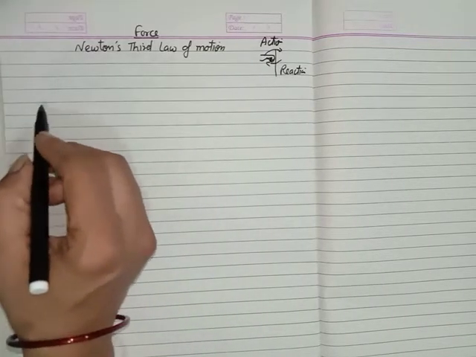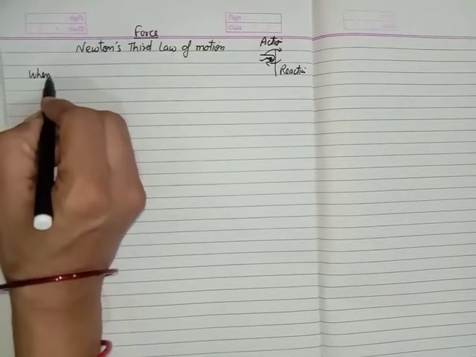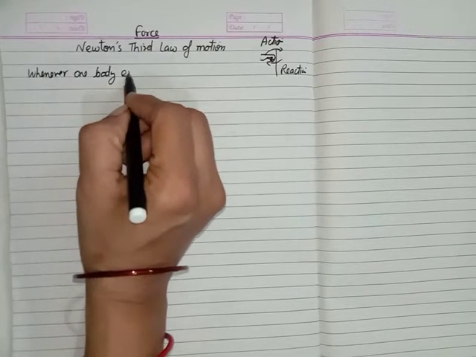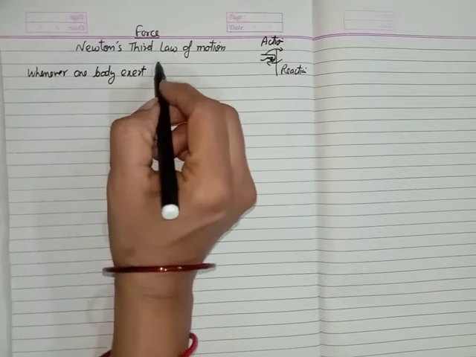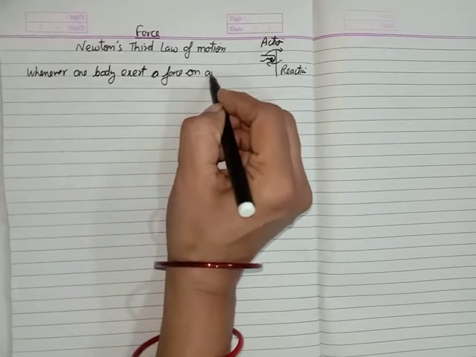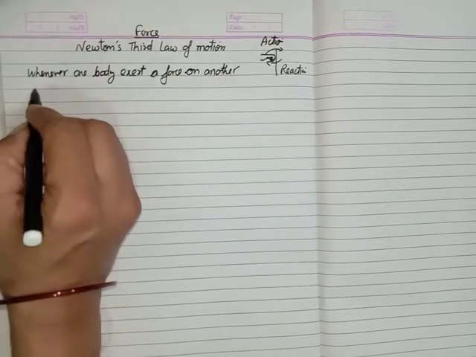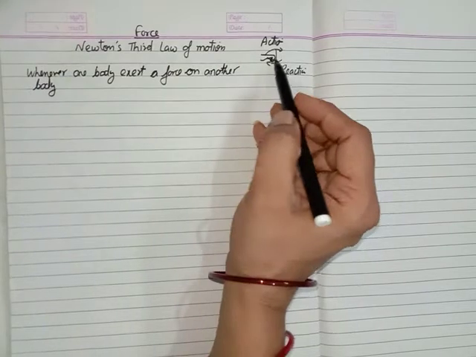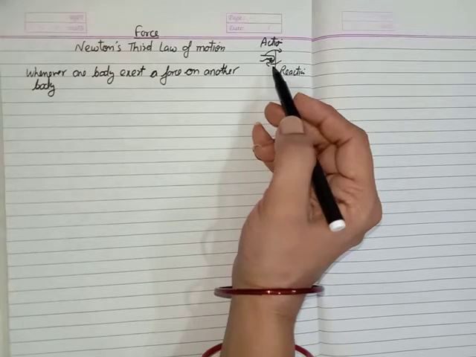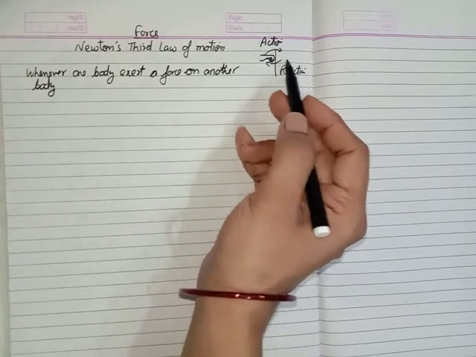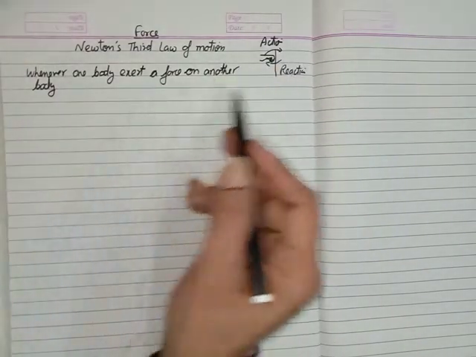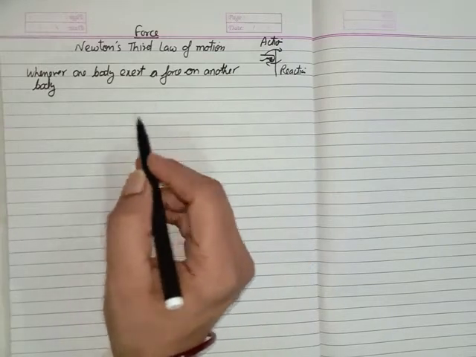Whenever one body exerts a force on another body, like this, you are exerting some force on the wall. So you are exerting the force on the wall. The wall also exerts an equal and opposite force on your hand. This is called the action. This opposite force which is exerted by the wall is called the reaction.